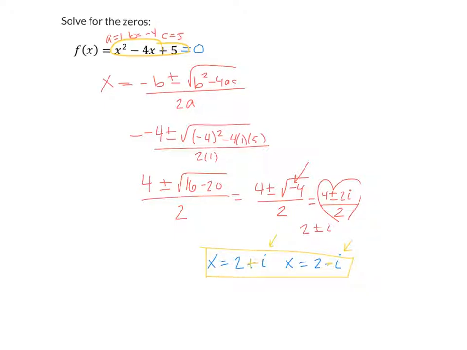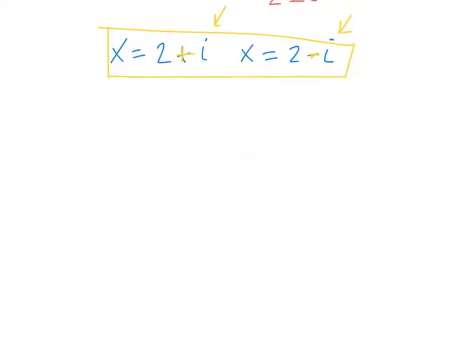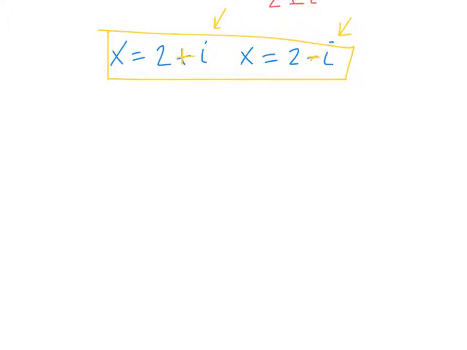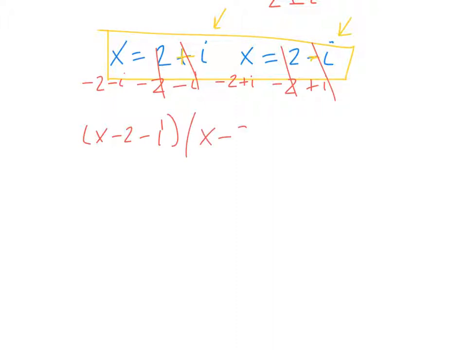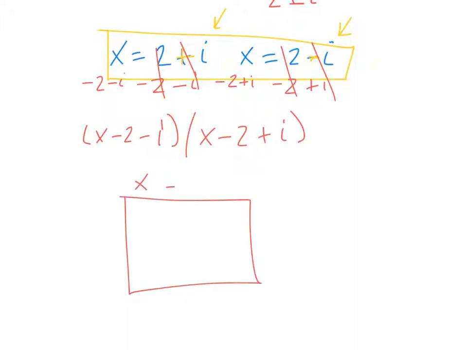So say I was supposed to go backwards, and they gave me the two roots, and they asked for the polynomial. Well, what I would do to get my polynomial is I would bring these back to the x. So x minus (2 plus i) and x minus (2 minus i). That would get me x minus 2 minus i for the first set of parentheses, and x minus 2 plus i for the second set. To get my polynomial, I would do box method, and hopefully end up with a polynomial that has no imaginary parts. And that's what the conjugate pair theorem really states.